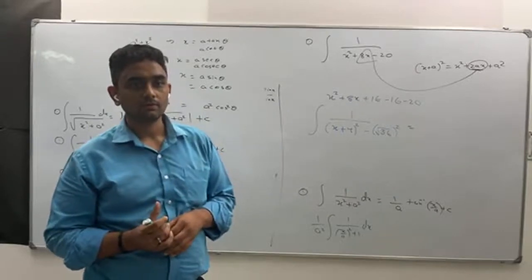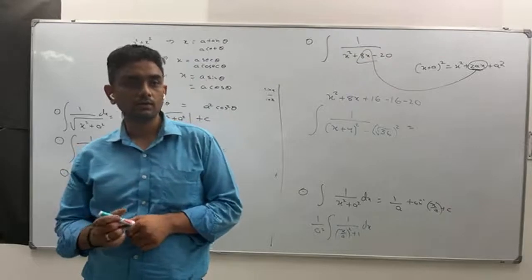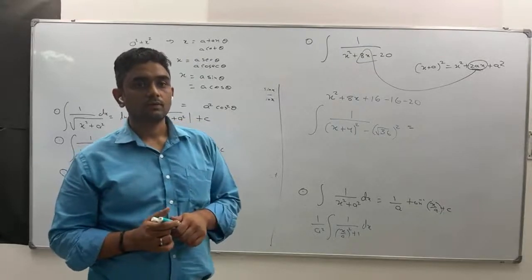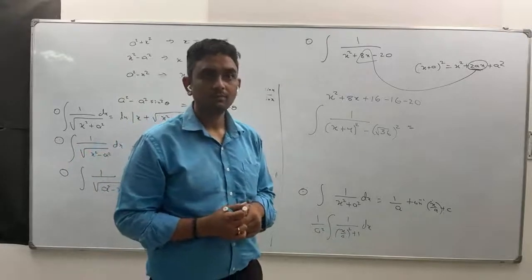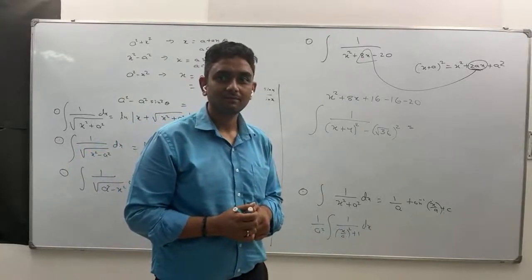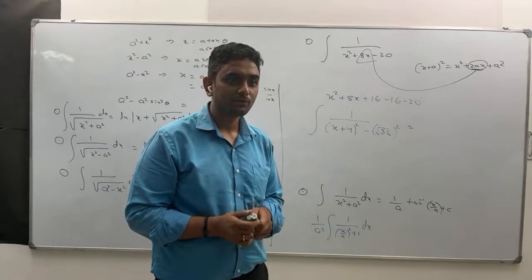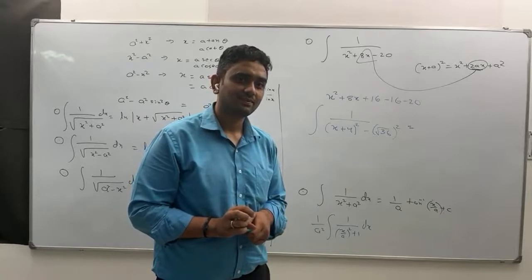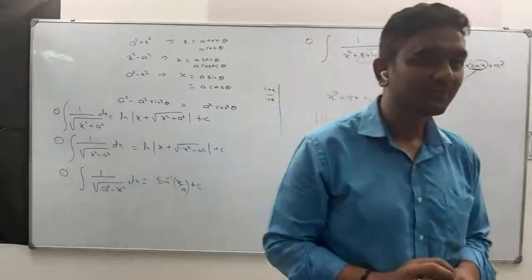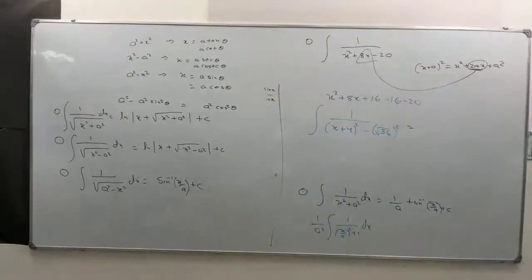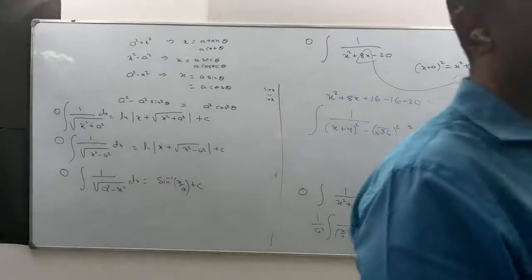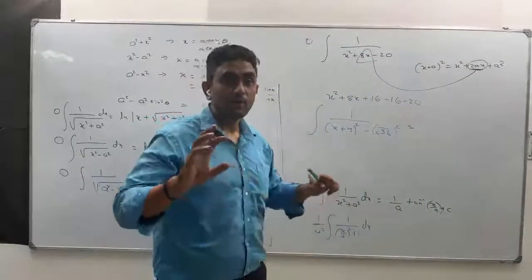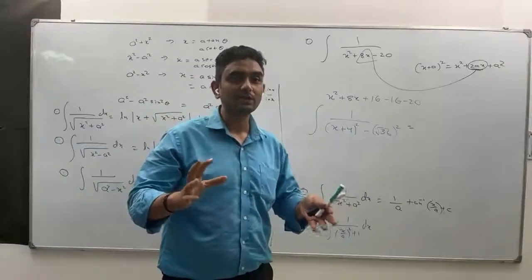The formula was 1 by 2a ln mod (x minus a) upon (x plus a). Remember this formula. This is your like 70% chance of getting it right.